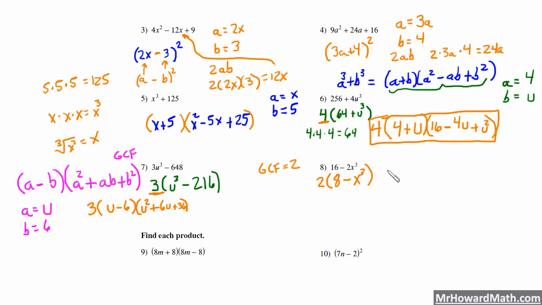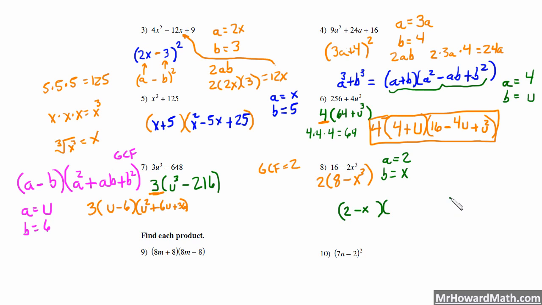Our a value in our pattern is equal to the cube root of 8, which is 2, because 2 times 2 times 2 is 8. And our b value is the cube root of this one, which is just x. The cube root of x cubed is x. So now we just fill in our pattern. It's a minus b, so in our case it'll be 2 minus x.